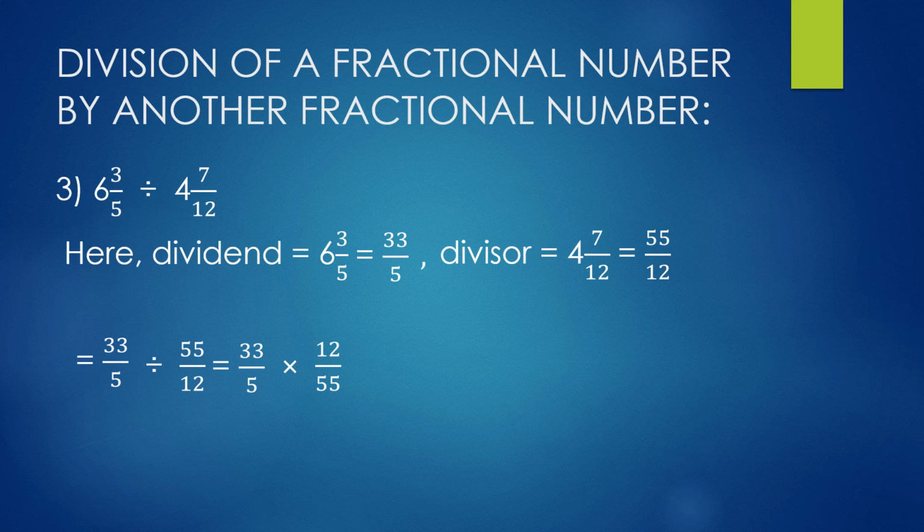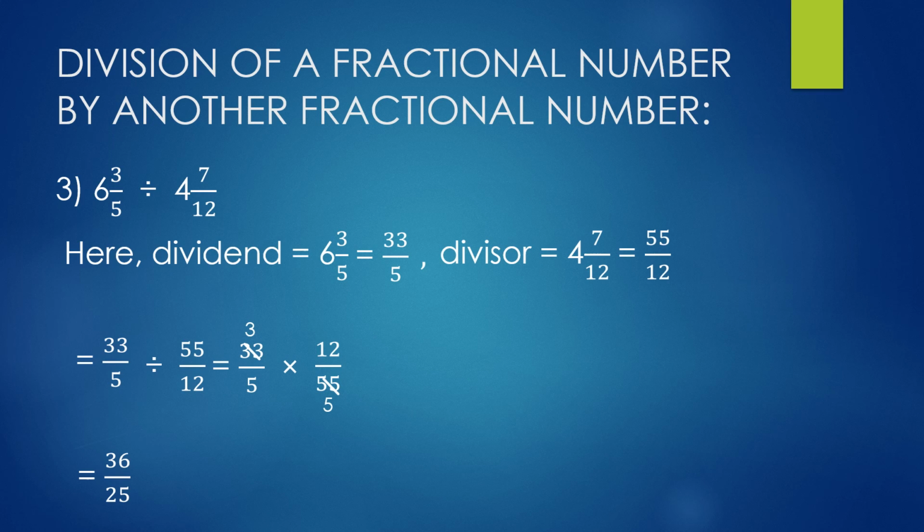Here I see 33 and 55 both are divisible by the same number 11. So cancel them out by 11. 11 3s are 33 and 11 5s are 55. Now it cannot be further simplified. So do the multiplication. 12 3s are 36 and 5 5s are 25. So the fraction is 36 upon 25.